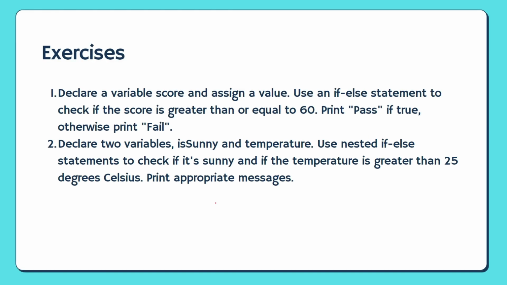Exercises. Number 1. Declare a variable score and assign a value. Use an if-else statement to check if the score is greater than or equal to 60. Print pass if true, otherwise print fail. Number 2. Declare two variables, sunny and temperature. Use nested if-else statements to check if it's sunny, and if the temperature is greater than 25 degrees Celsius. Print appropriate messages.